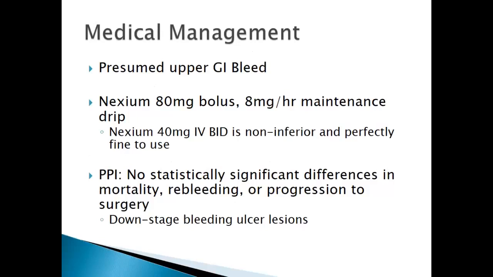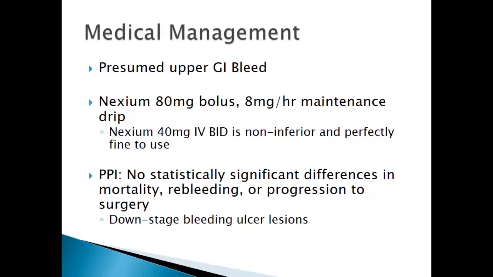With PPI management in upper GI bleed, there aren't a lot of hard outcomes that it improves in terms of mortality and rebleeding. There is no statistically significant difference in mortality, rebleeding, or progression to surgery. However, PPIs do downstage bleeding ulcer lesions and decrease the need for endoscopic intervention and prolonged hospital stay. So from a resource utilization standpoint, PPIs are a good thing.